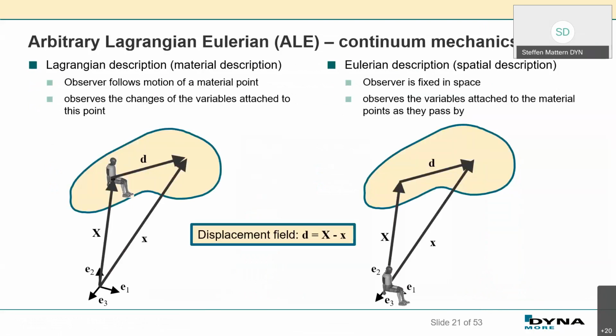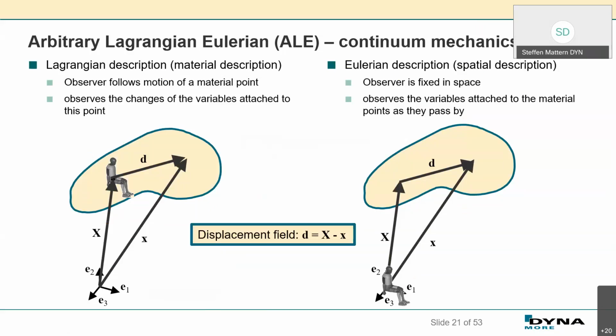So in the very first pages of every continuum mechanics textbook, you find these kinds of pictures, the so-called continuum potatoes. And you also find the description of two ways of looking at things, the so-called Lagrangian way on the left side, where the observer is sitting on the material point, and the so-called Eulerian way on the other side, where the observer is sitting at a fixed point in space.